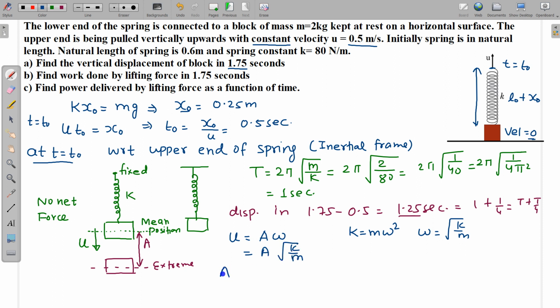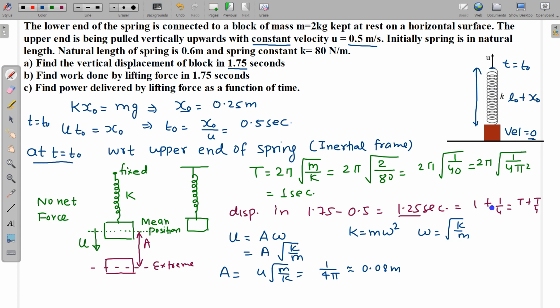From here we can find amplitude equal to u under root m by k. And if we put the values, just like we have put for time period, this will come out as 1 upon 4 pi. If we calculate in terms of pi, I have put pi square is equal to 10, or if you simplify further, this will be equal to approximately 0.08 meter. This is the amplitude of this kind of motion.